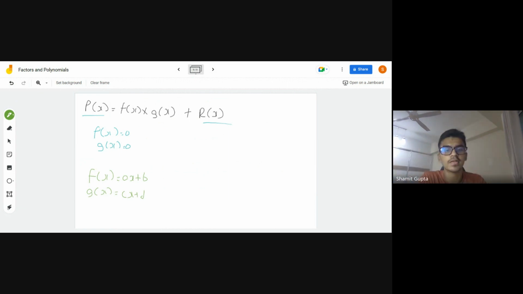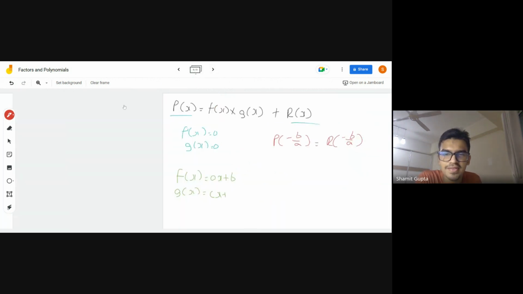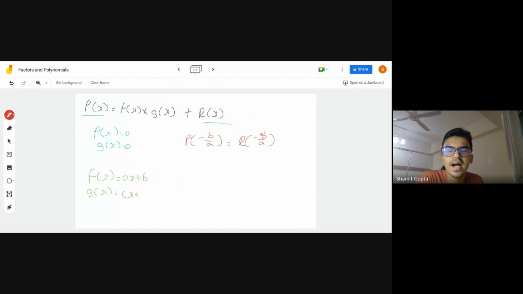So if either fx equals 0 or gx equals 0, then the polynomial will be equal to the remainder. That means p of negative b over a will be equal to r of negative b over a. But again, r of negative b over a will usually be a number. In this case, 2 is my rx, so whatever value I put, this is going to be equal to 2 only. So it's r of negative b over a if the remainder is a function.